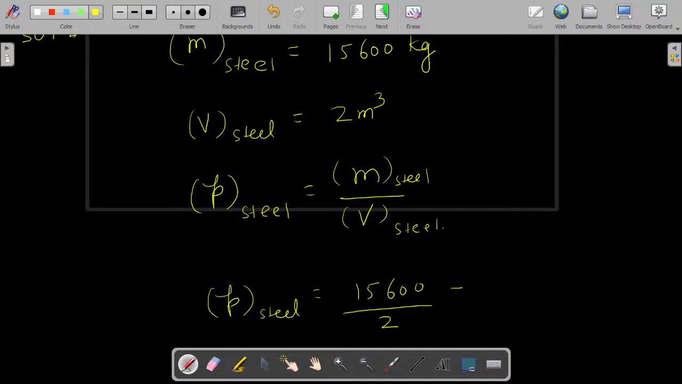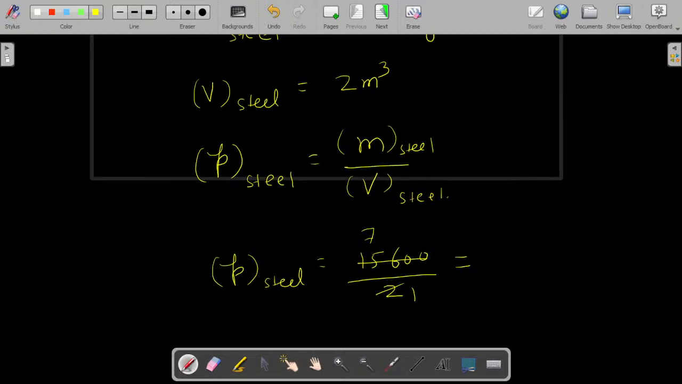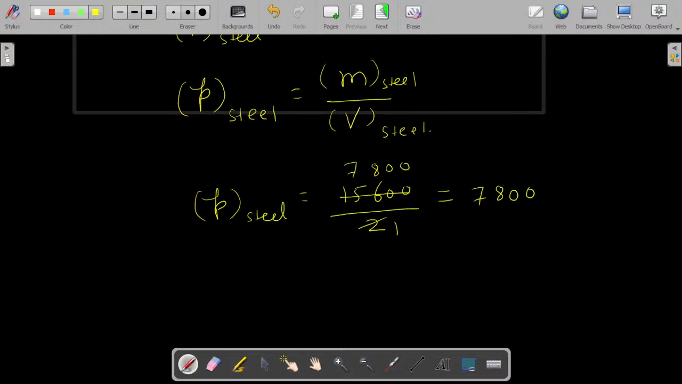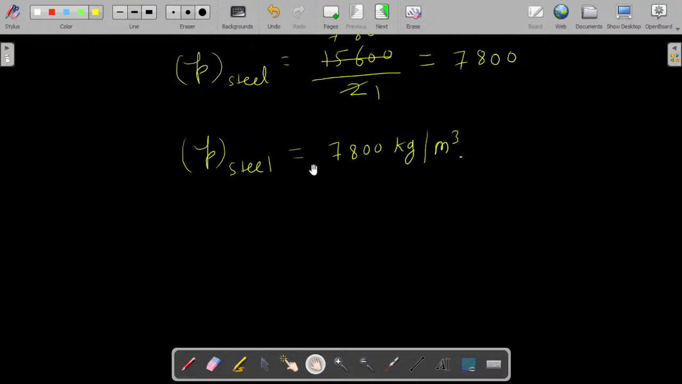So you put the value, you will get 2 1 ja 2, 2 7 ja 14, 2 8 ja 16, 0 0. So you will get 7800 in kg per meter cube. Write down, this is in kg per meter cube. Now in CGS you have to find. This is in SI, up to this is in SI. Now you have to find for CGS.